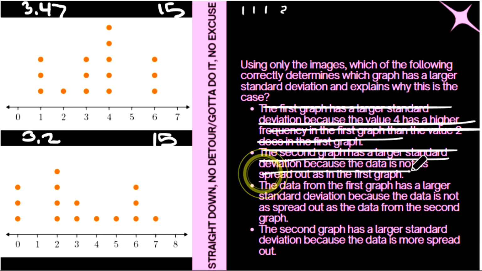The data from the first graph has a larger standard deviation because the data is not as spread out as the data from the second graph. This is less spread out, but they're saying that means it has a larger standard deviation, and that doesn't make sense to me. The second graph has a larger standard deviation because the data is more spread out. I believe the answer is this last one.